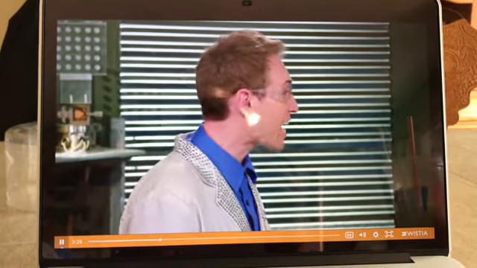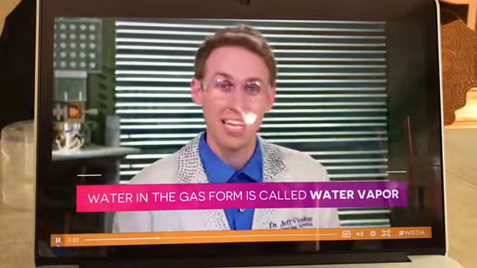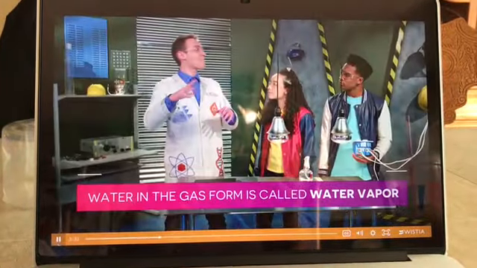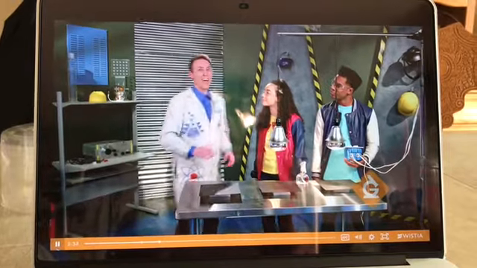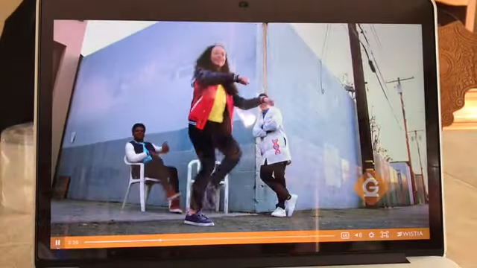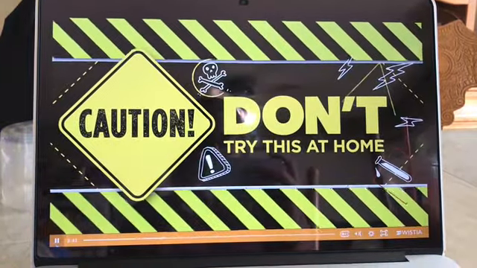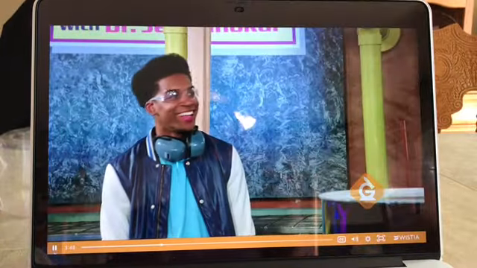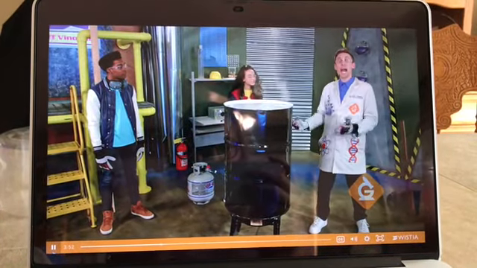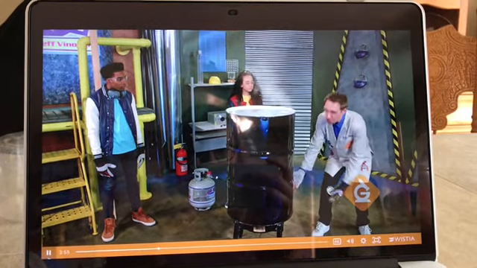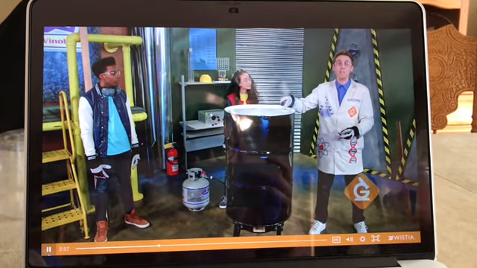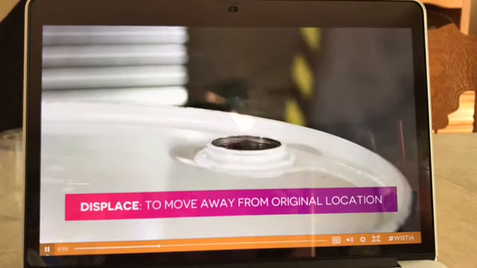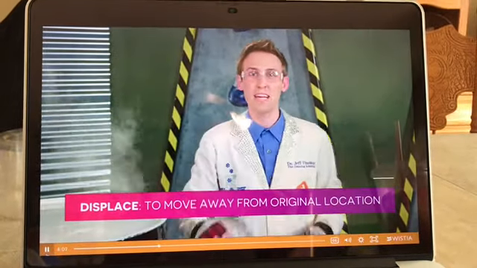Exactly. Water in the gas form is called water vapor. Usually it's invisible, but I have a very interesting way to prove to you it's there. Let's break it down. Don't try this at home. I put water into the bottom of this steel barrel. That water is now boiling, and it's turning into a gas called water vapor. That water vapor is filling up the whole container, and because the top is open, it's displacing all of the air inside. Next, we're going to cap it off and cool it back down.